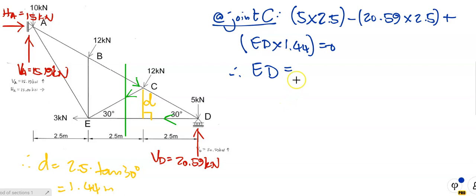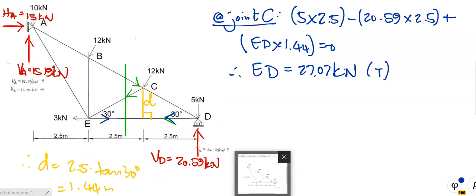Do the calculation. Check me and see if you get the same answer. And what did you get? Right, for ED, I got 27.07 kilonewtons. And because I get a positive answer, it means that ED is in fact a tension member. So I'm going to just draw it in like so, to tell me that I've completed it. So ED is done. Tension member.